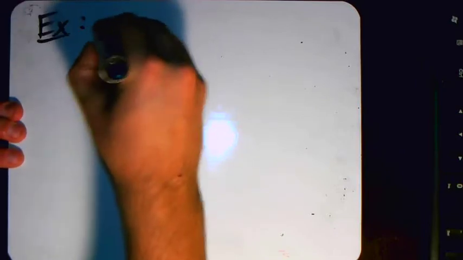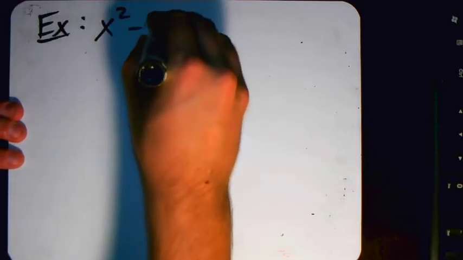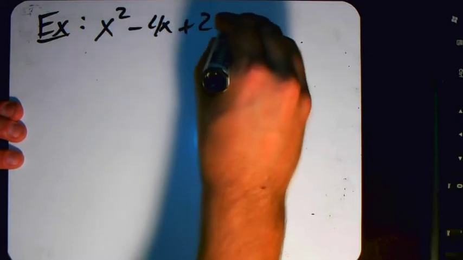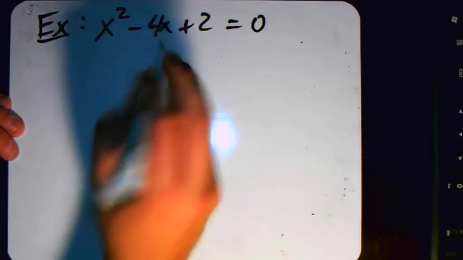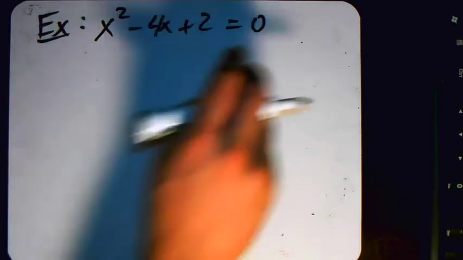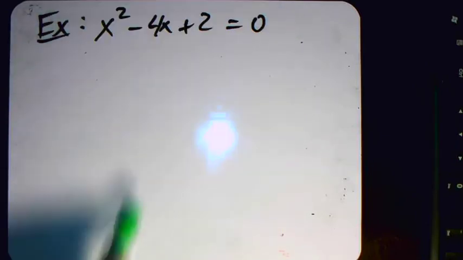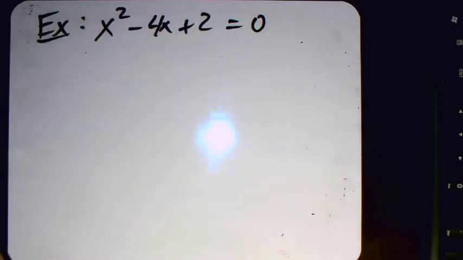The first example I'd like to go through on completing a square is an equation x squared minus 4x plus 2 equals 0. Now the very first thing we need to do is get all of our x's on one side and the numbers on the other. So I'm going to subtract 2 on both sides of this equation.